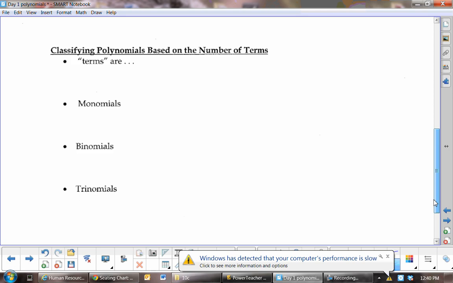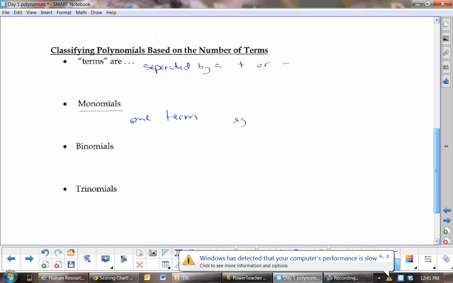Okay? So terms are separated by a plus or minus. We don't have specific names for 3-word sentences or 2-word sentences or 1-word sentences. But in mathematics, we do. For a 1-word sentence, we call that a monomial. Okay, mono meaning 1. So it's 1 term. We don't say word, we say term.